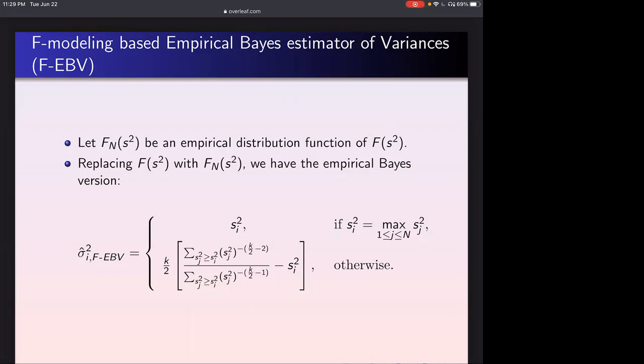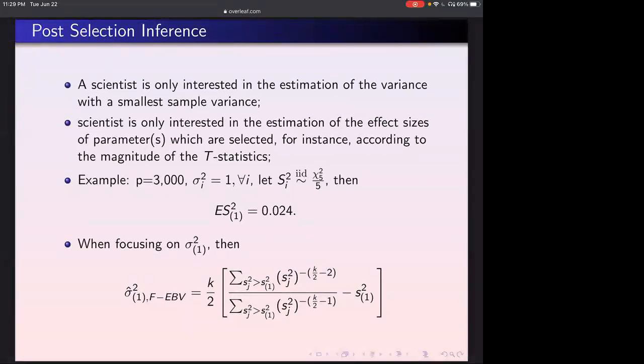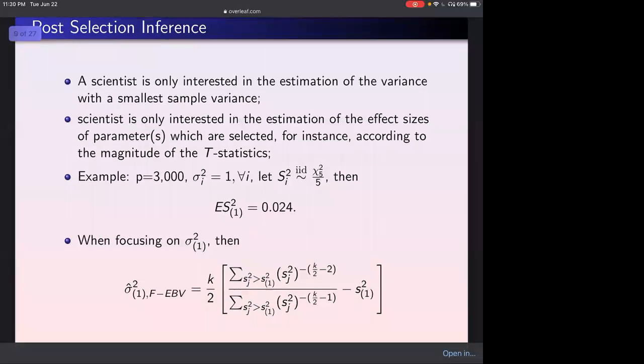For instance, estimation becomes instantaneous, and secondly, the empirical distribution function will converge to the true function uniformly. Because of this, we are able to extend this estimator easily to two different problems. One is known as post-selection inference. In this case, we are not interested in all the parameters. We might be interested in the variances corresponding to the data with the smallest sample variance, for instance. When we focus on this parameter post-selection, how to estimate the corresponding variance? This F-EBV can be easily extended to this situation.